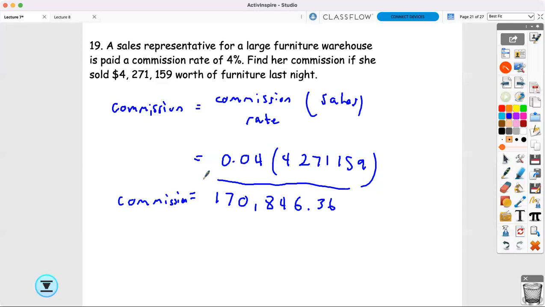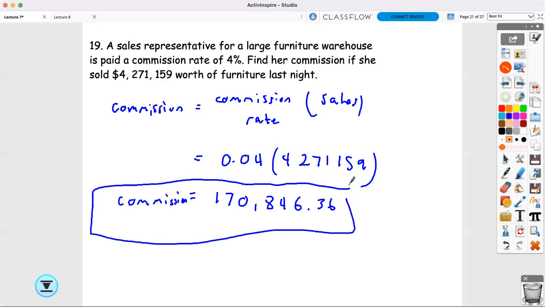It's a great commission. If this large furniture warehouse was hiring, I'd be there. Nah, I'm just... What furniture store sells $4 million of furniture in one night, sir? That's a great question. Maybe I should have been a little bit more realistic for these numbers, but that's funny.